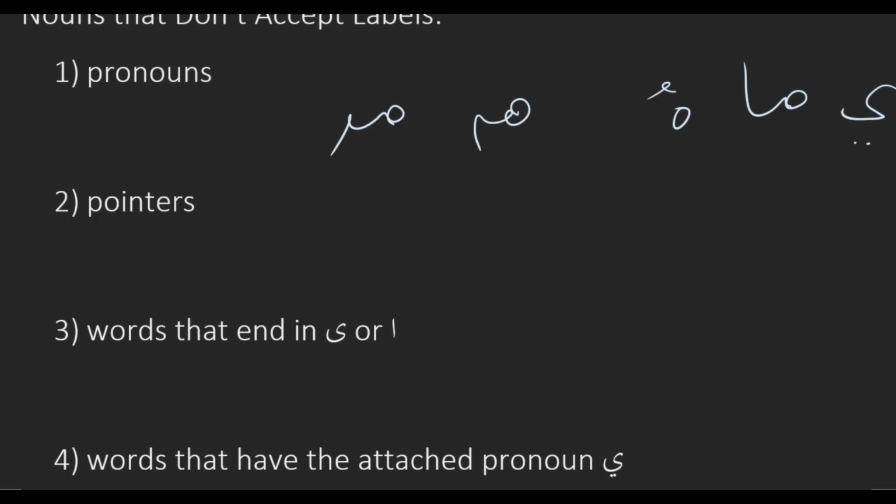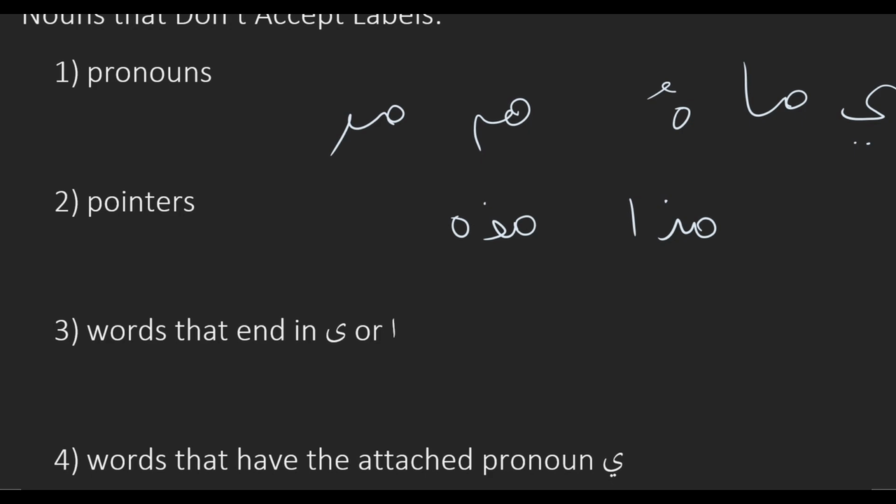Okay, number 2 is pointers. Give me some examples of a pointer. Hada. Hadihi. Dhalika, ulaika, all those. Have you ever seen hada un or hada an? No, they're always the same. Pointers never change, and that's because they never accept labels. Okay. So we kind of already know that as well.